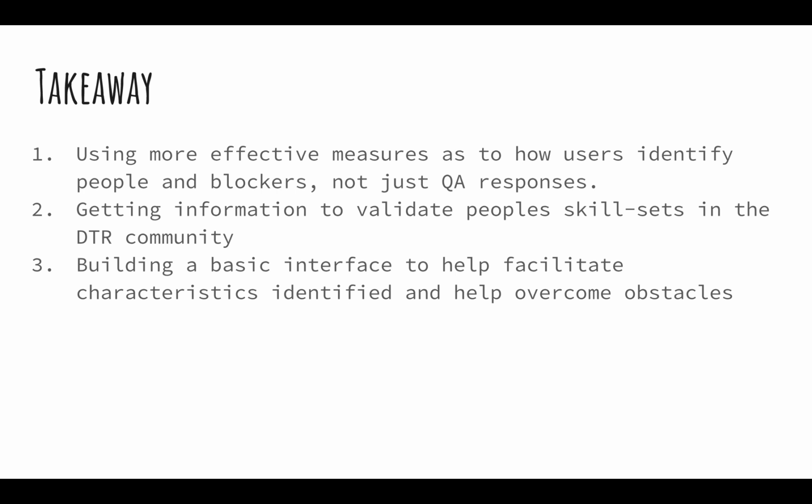So the takeaways I have from this quarter of research so far is I need to be able to use more effective measures to be able to quantify results in any way, to be able to see how effective my scaffolds and identified methods are. Along with this, I need to collect more information to validate people's skill sets in the community, and this is extremely important as people are trying to identify skills that they can use from other people or how they can seek help from other people.